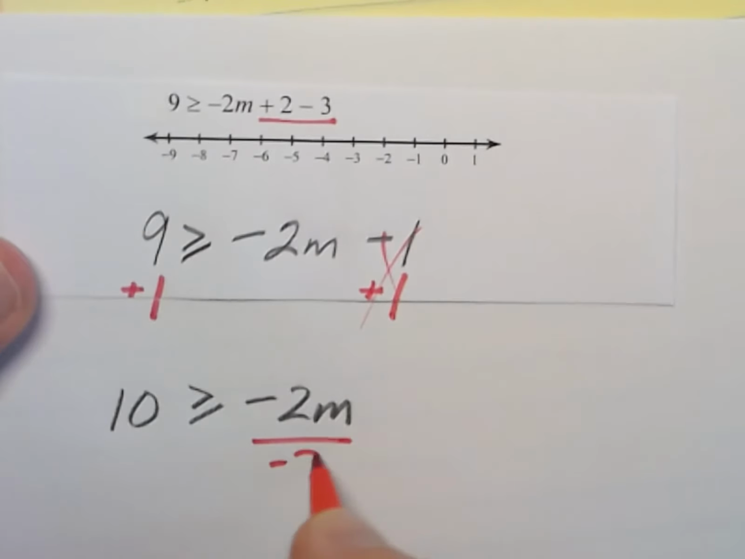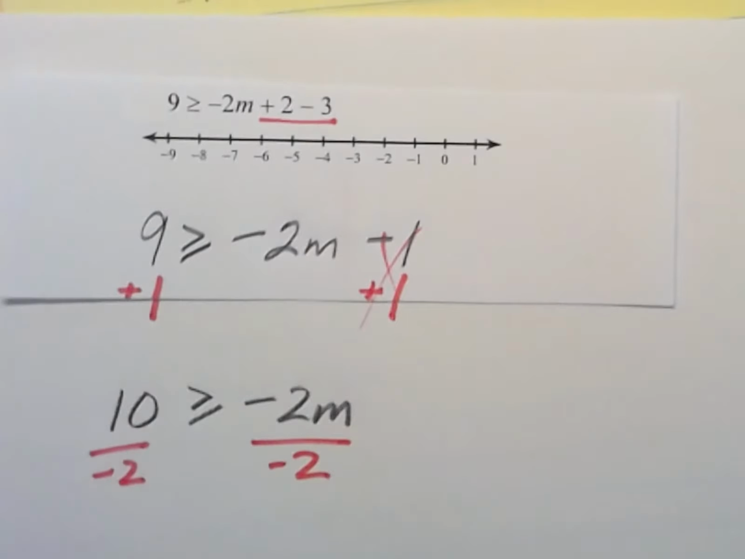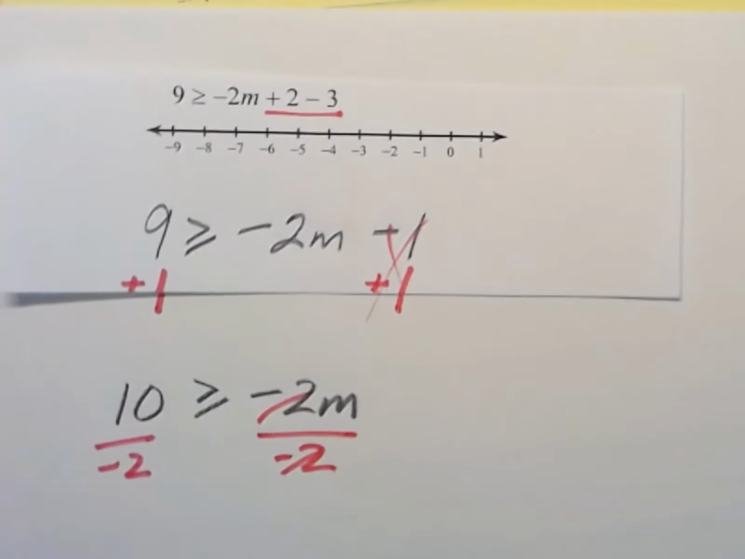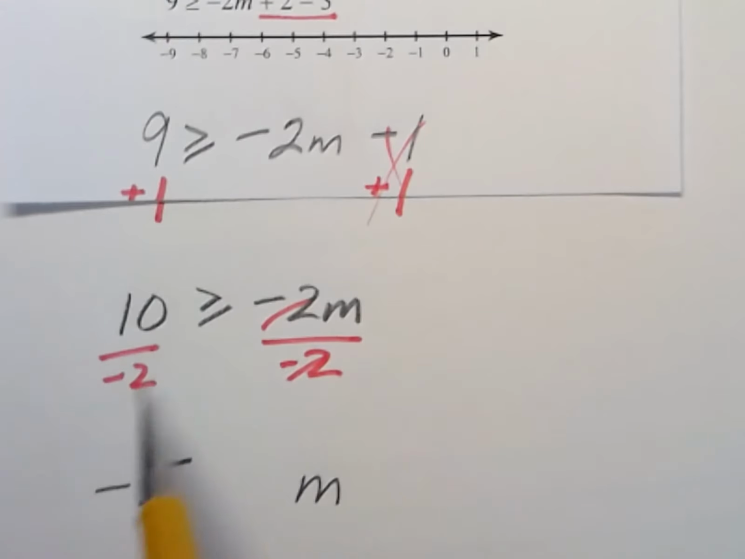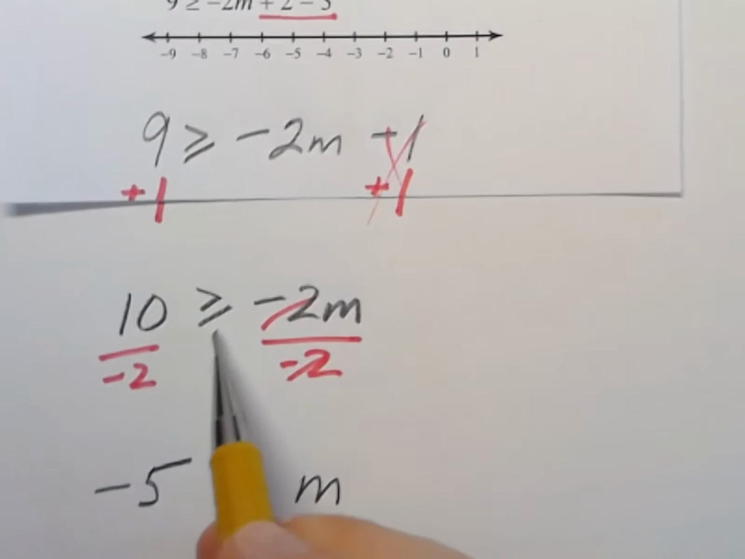I'm dividing by negative 2 so that those cancel. And so 10 divided by negative 2 is a minus 5. Over here I have the m, and I'm flipping the sign. Excuse me, I'm flipping the sign because I divided by a negative. So it's now going that way. And because it was equal to here, I leave it equal to here.